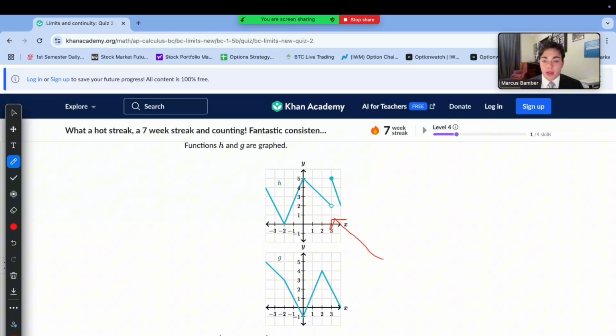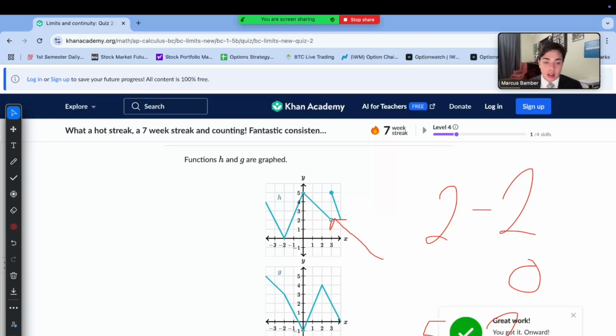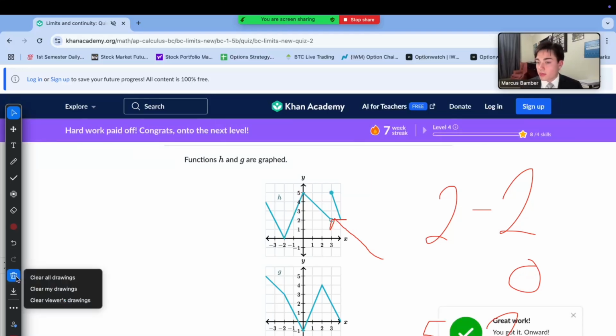Okay, so our first step is to find the limit of h of x as x approaches 3 from the left. That is equal to 2. And then the limit of g of x as x approaches 3 from the left is also equal to 2. So we can subtract. We have equal to 0. And from the right, we have equal to 5 for h of x, and we have equal to 2 once again for g of x. We subtract, we have 3. Our one-sided limits are not equivalent. The limit does not exist.